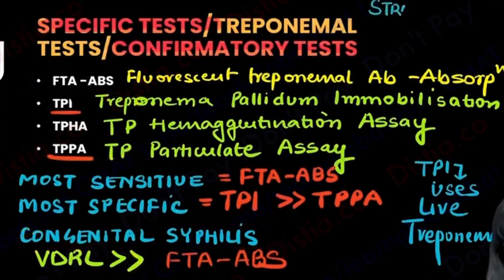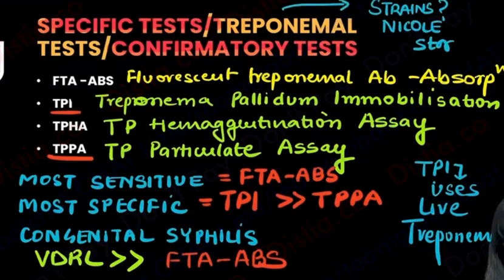Just one more question that I have. For doing all these confirmatory tests, what are the strains of Treponema that you're using? There is something known as the Nichols strain. The Nichols strain is being used for all of these tests.